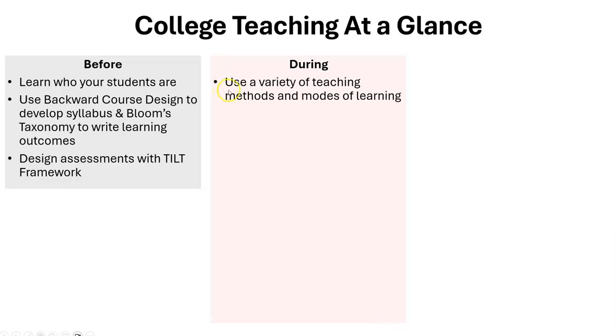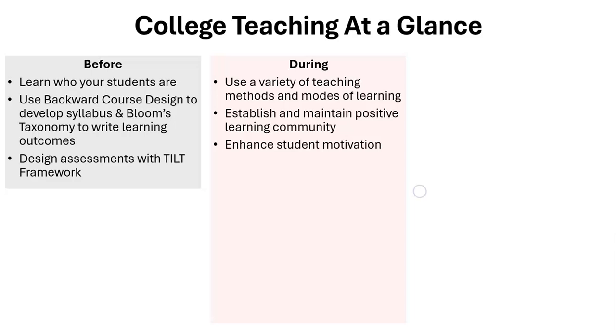So you have to select the appropriate teaching methods and modes of learning, what's going to align with those outcomes you've identified. You have to establish and maintain a positive learning community. We talked about many strategies to help students feel welcomed and included and seen in the classroom. There are ways that you can enhance student motivation, drawing upon their own experiences or helping them see how the course might benefit them in the future.